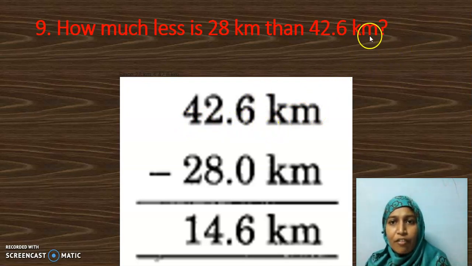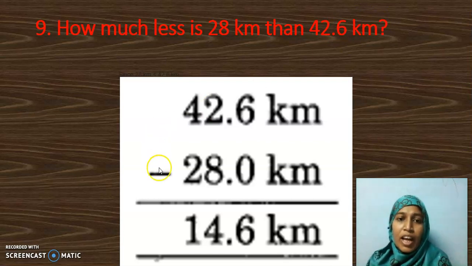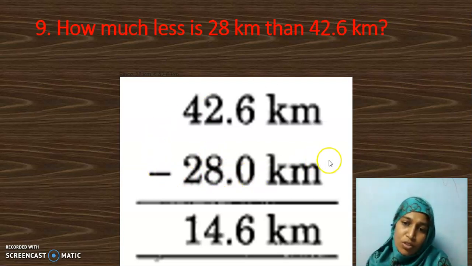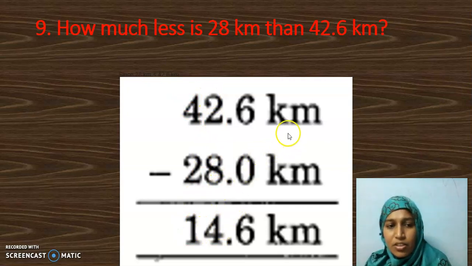Any whole number, if I have 42.632, 3 numbers after the decimal point, you can have this whole number as 28.000. You can add as many zeros as you want after that decimal point. Is it clear, my dear children? Then you have to subtract in the usual manner. 6 plus 0 is 6. This 2 will be changed to 12. Here 3, it will become 3. So 3 less 2, 1. 12 less 8 will be 4. Is it clear, my dear children?